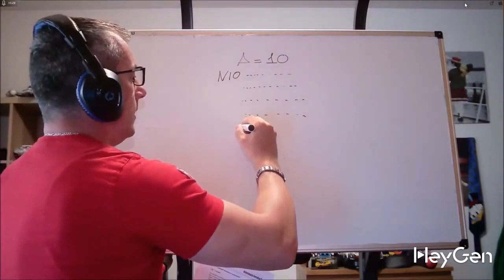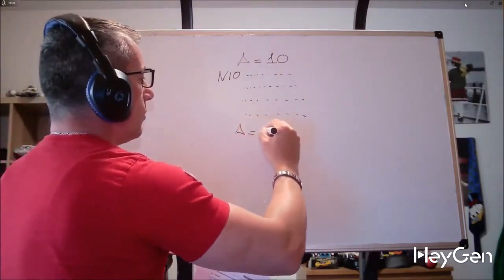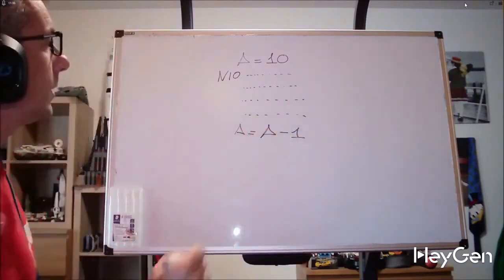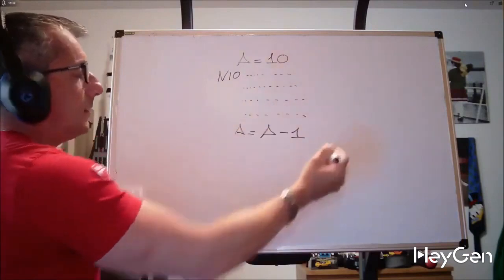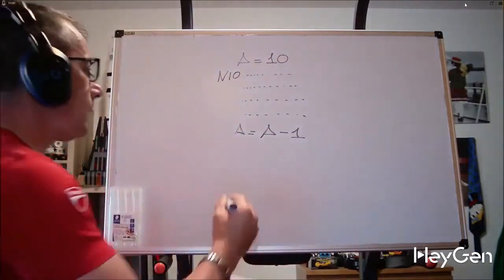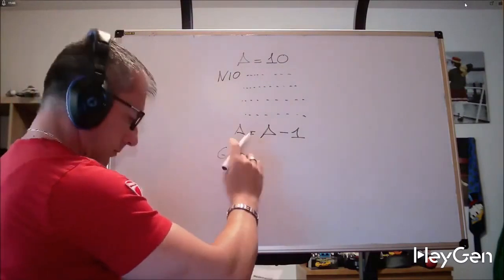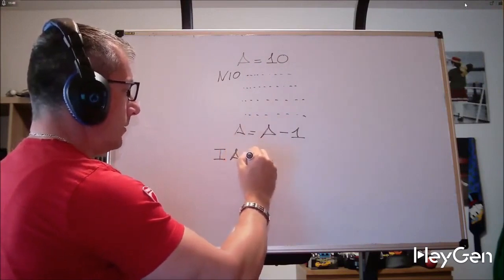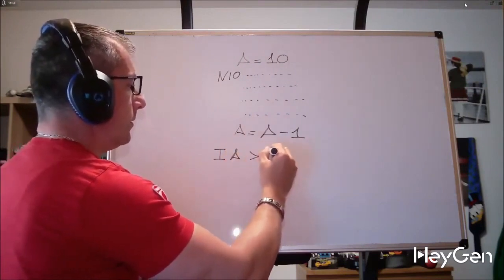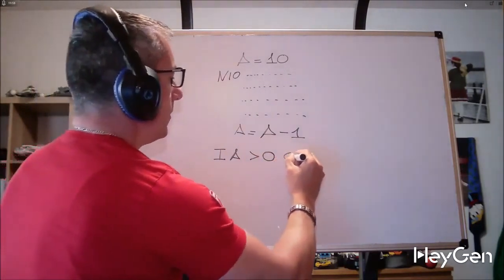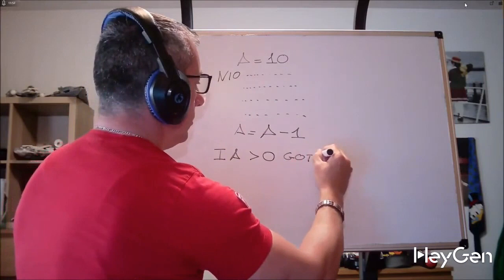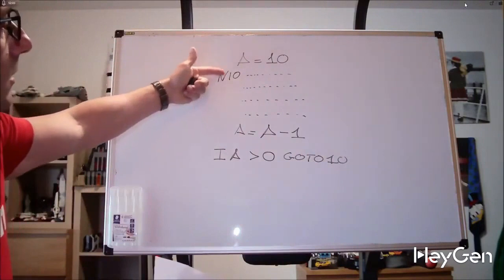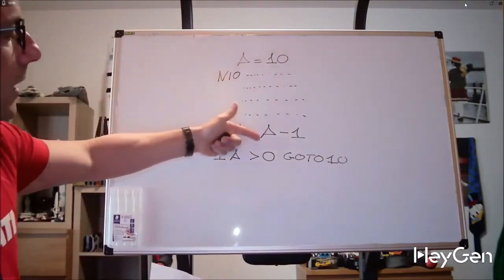Now here, I can write A equals A minus 1. So after doing the whole program, A becomes 9. If A is greater than 0, I go to 10. Greater than 0? Indeed. Go to 10. What's happening? I run the program. A is equal to 10. A equals A minus 1. So A is now 9.